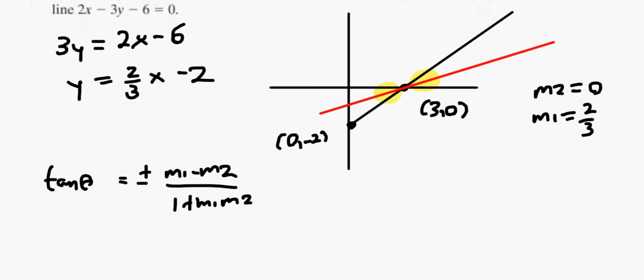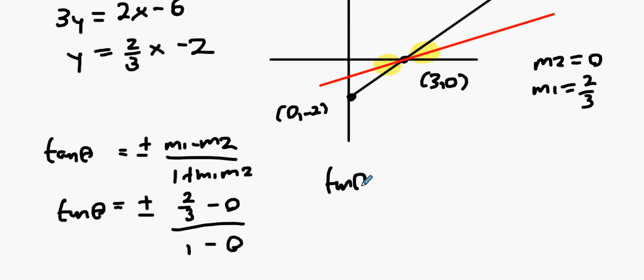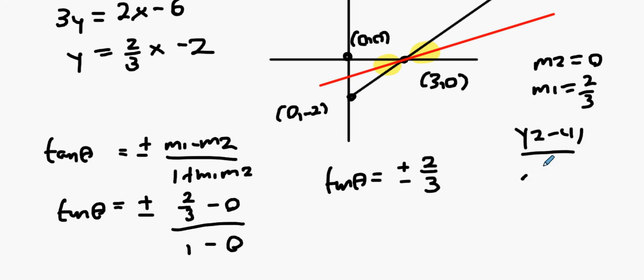Now here's what's going to happen next. Tan theta ends up to be plus or minus 2/3 minus 0, all over 1. What's the next part then? Minus 0. Right? Tan theta ends up to be plus or minus 2/3. Okay with that? Why is M2 zero? Because it's the x-axis. The x-axis goes straight across. You could pick any 2 points on the x-axis, like 0, 0 and 3, 0. You can do y2 minus y1 over x2 minus x1 if you really want, and you'll find out it's 0. It'd be 0 over 3, which is still 0.